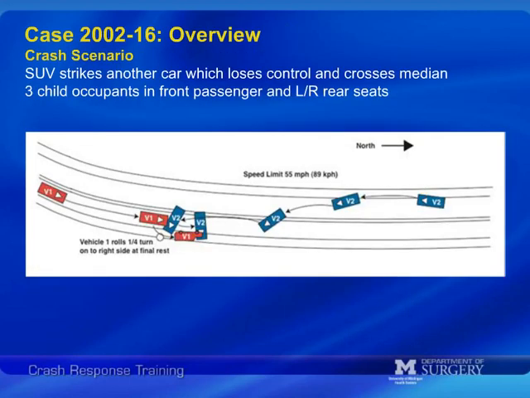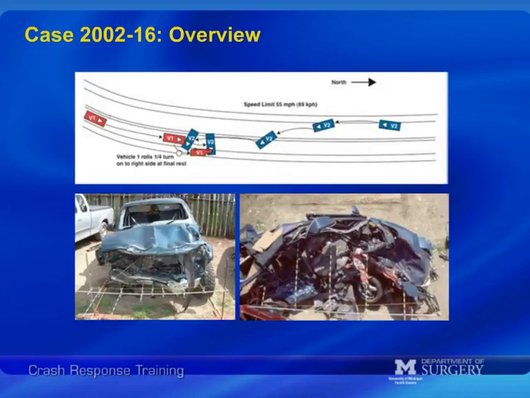Yet another case. In this one, the SUV in red strikes another car which loses control and crosses the median. There were 3 child occupants in our case vehicle here in the red. The 3 children were in the front passenger seat and the left and right rear seats. You can see here the damage to the front end of our case vehicle on the left lower picture. There was a significant amount of damage. The car that was struck in the side fared far worse. You can see the extensive damage there. The driver of this other vehicle was a fatality at the scene.